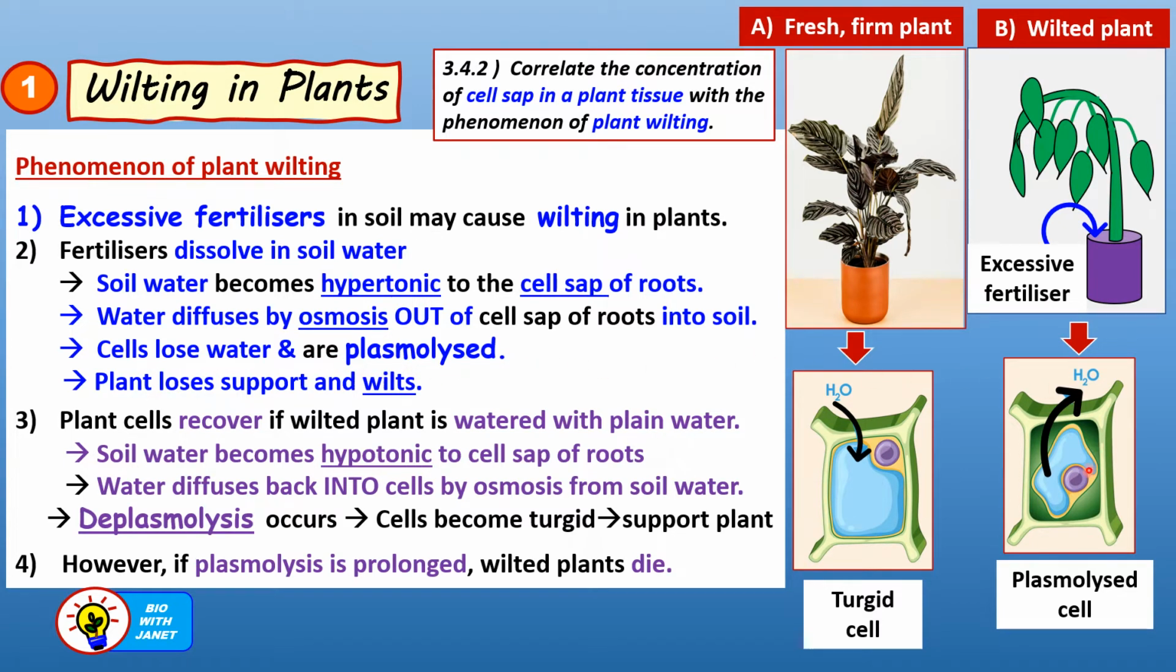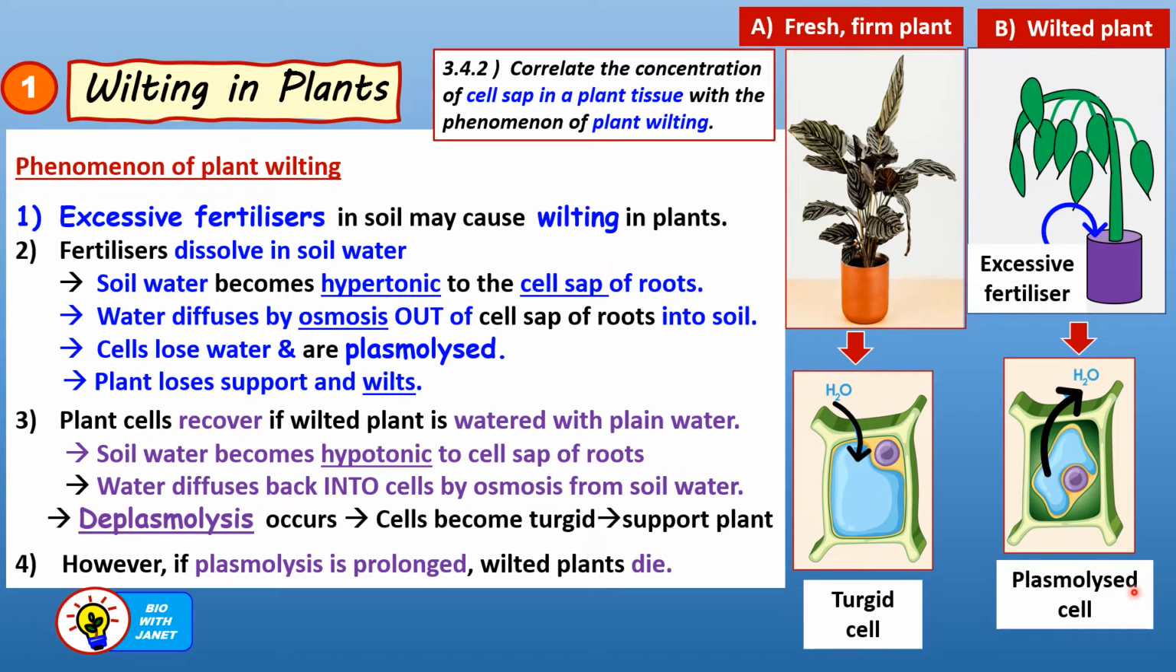plasmolysed condition? Let's look at this cell here. So in the plasmolysed condition, water diffuses out of the cell into the hypertonic, the more concentrated soil water. So when the cell loses water, its cytoplasm will shrink and the plasma membrane will pull away from the cell wall here. So now the plasma membrane is here, okay, separated from the cell wall. Then the cytoplasm shrinks and the vacuole also shrinks. That is the meaning of a plasmolysed cell.